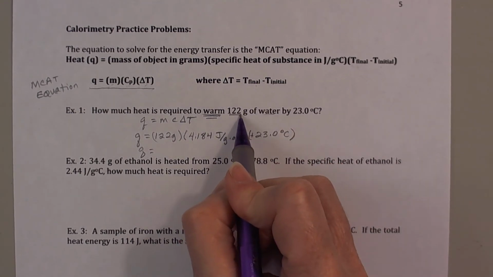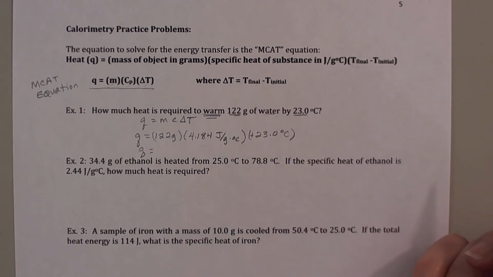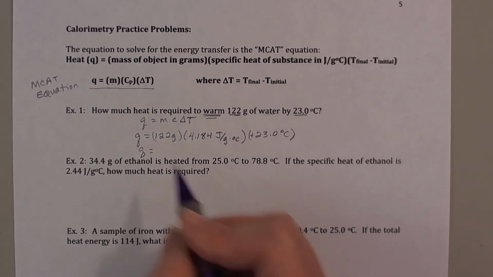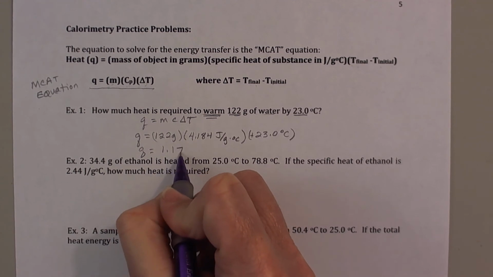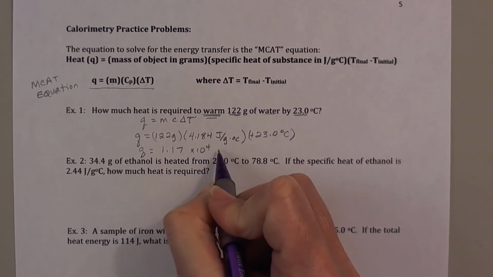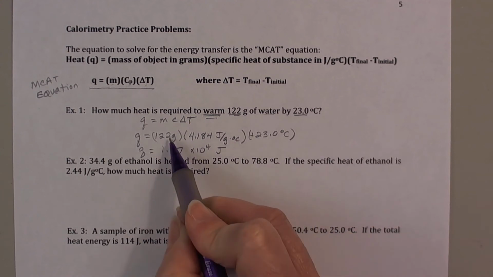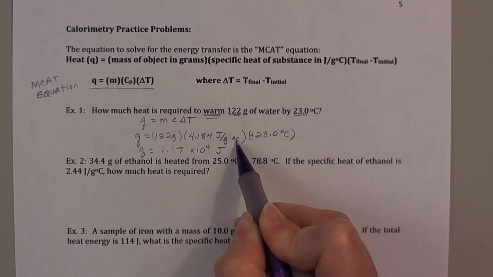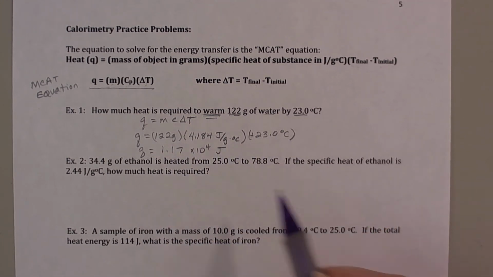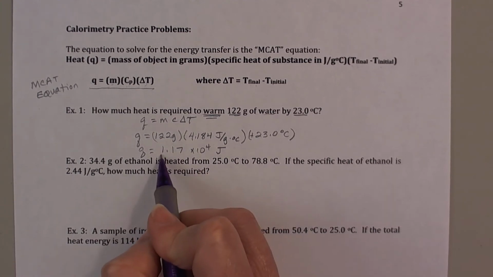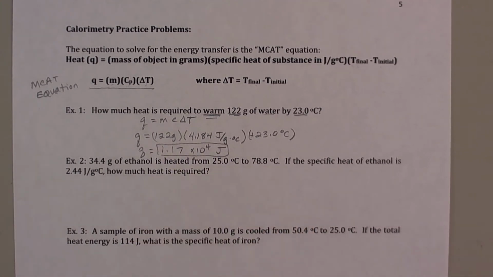Well, here I've got 3 sig figs, I've got 3 sig figs, so my answer should also be in 3 significant figures. I get 1.17 times 10 to the 4th joules. Do you see how the grams canceled and the degrees Celsius canceled, leaving us joules? And I'm going to box my answer.